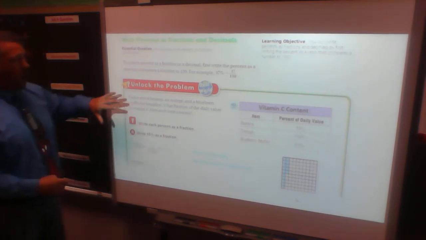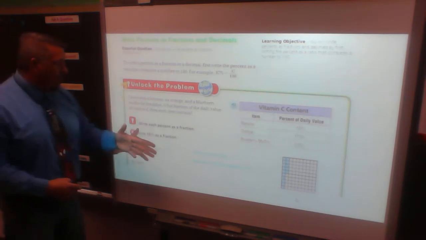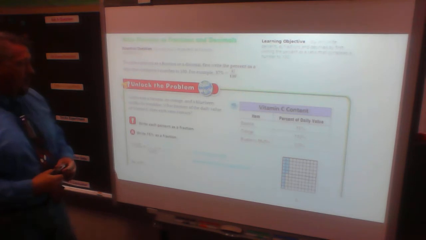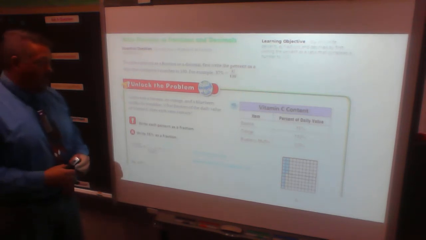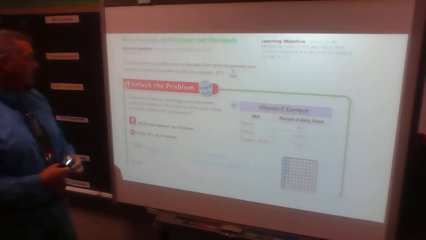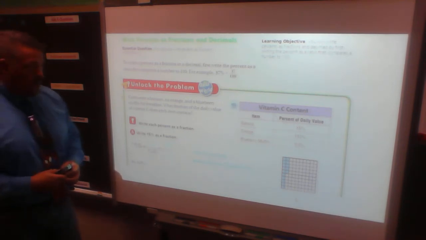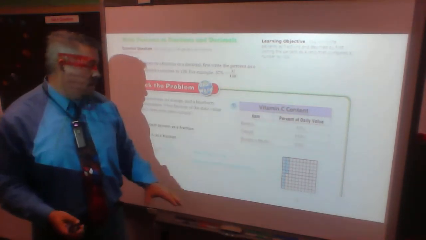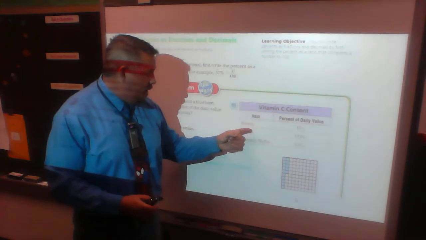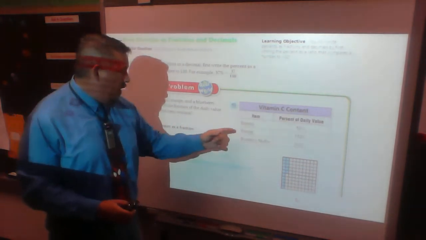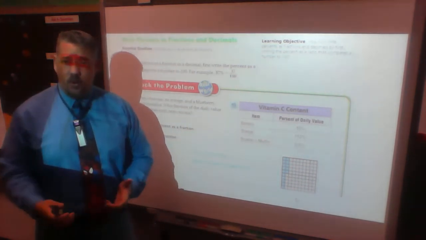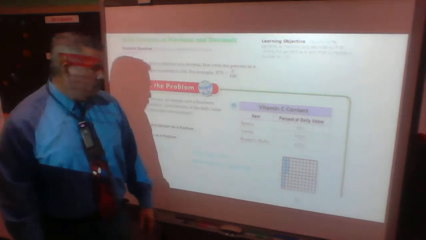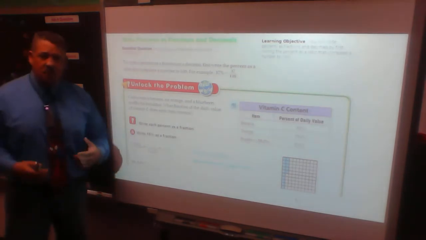So we start with this example they first give us. It says, Carlos eats a banana, an orange, and a blueberry muffin for breakfast. What fraction of the daily value of vitamin C does each item contain? Well, when I look at my food reference for vitamin C contents, I can see that a banana has 15%, an orange has 113%, and a blueberry muffin has 0.5%. What do those numbers mean?